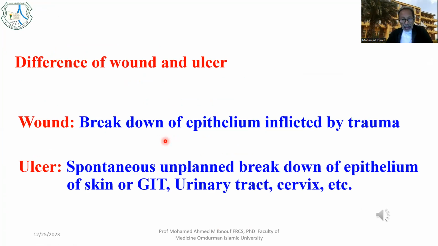Now, the difference between wound and ulcer. A wound is a breakdown of epithelium inflicted by trauma, while an ulcer is a spontaneous breakdown of epithelium not related to trauma.